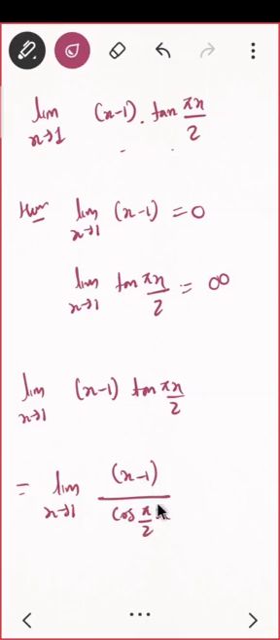Now is this of the 0 by 0 form? Do you see that? It is of the form 0 by 0. So can you handle this? Yes, you just have to differentiate numerator and differentiate denominator. That's it. That is easy.